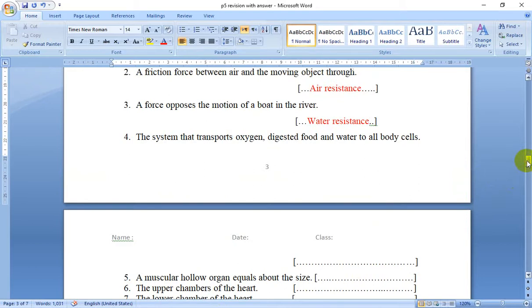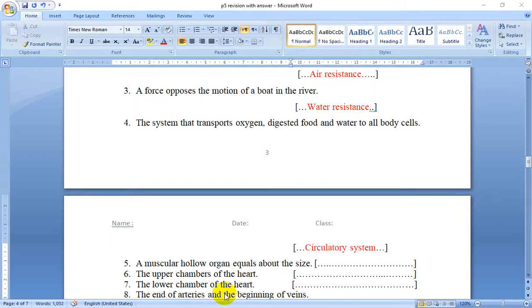The system that transports oxygen, digested food and water to all body cells. Which system is this? Sure, it's circulatory system. The system that transports oxygen, digested food and water to all body cells, circulatory system.